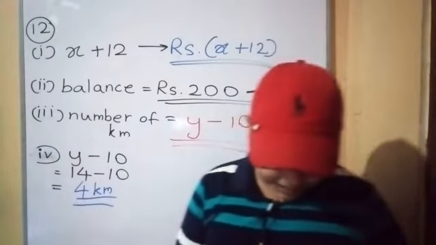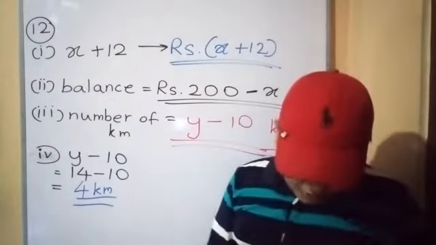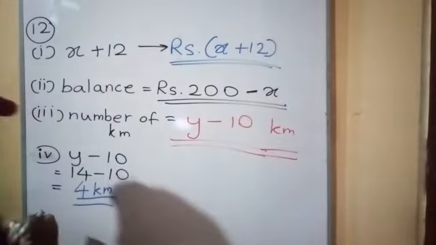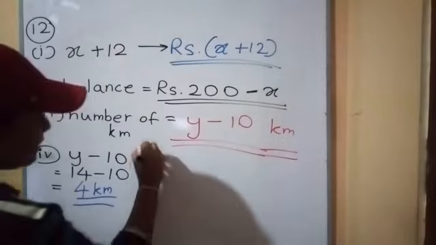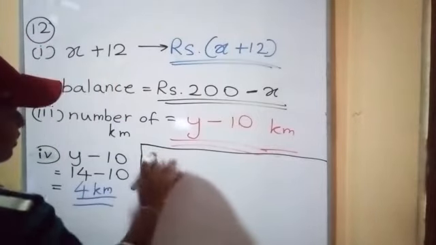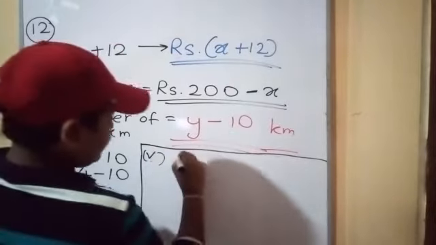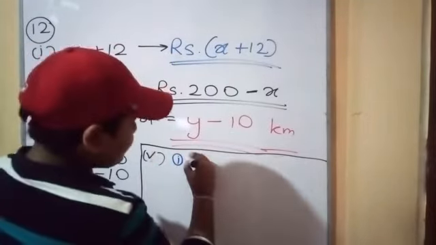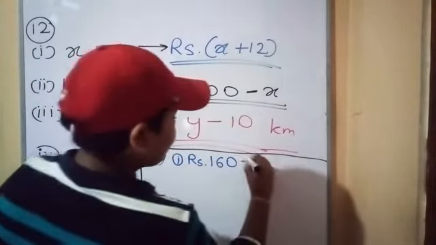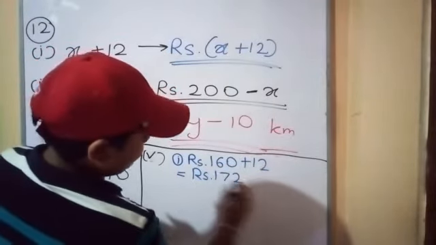The fifth question. If X is 160, find the values of the expressions obtained in first and second. For the first one, X plus 12, now X is 160 plus 12. What's the answer? The new price is 172.